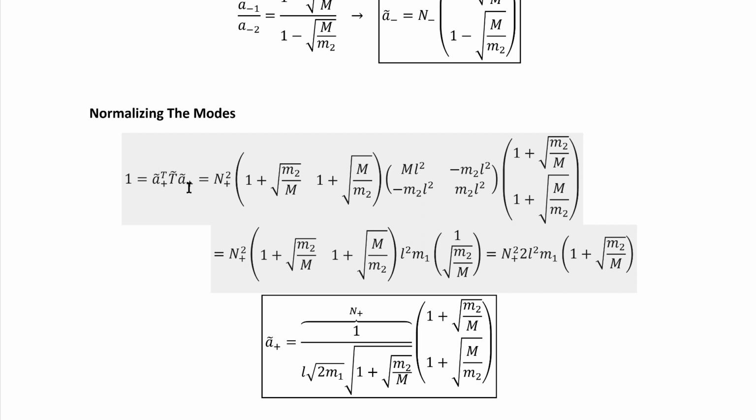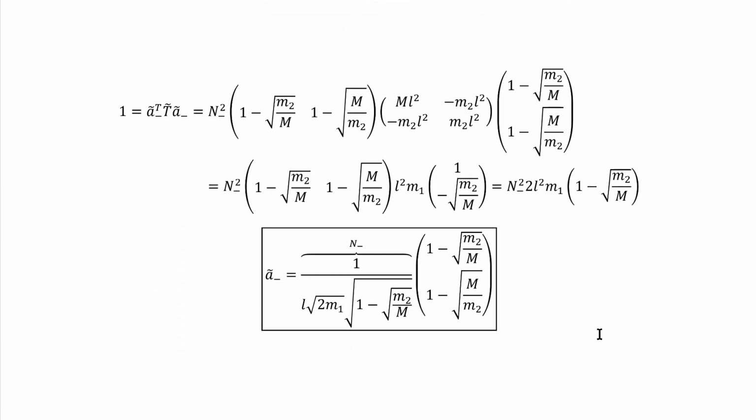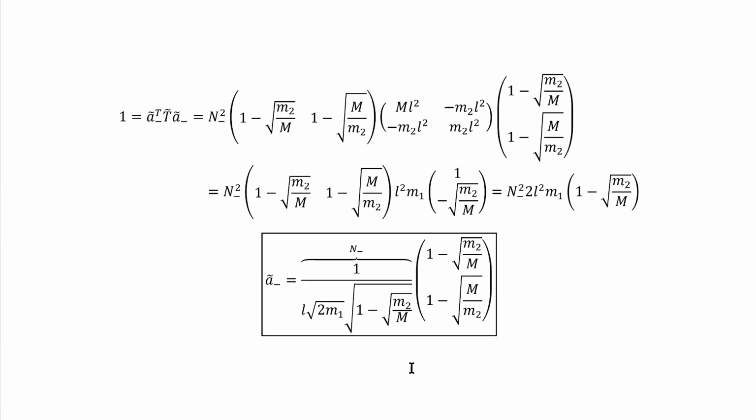That standard is simply to set this quantity here, written in terms of the T-tilde matrix, equal to 1. And when we work out what that implies about n plus, we get this. So this is our final normal mode vector for the omega plus squared eigenvalue. And doing the same thing for the omega minus squared value, well, we get this normalization constant. It's pretty straightforward, if a bit messy. And with that, we're finished with the problem.